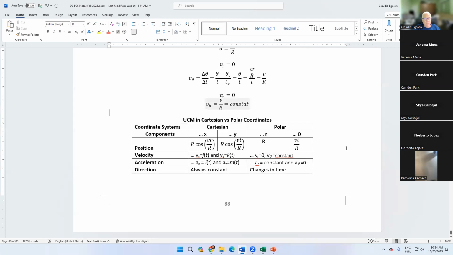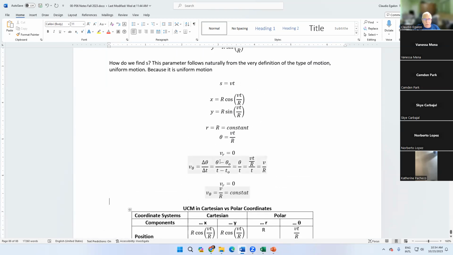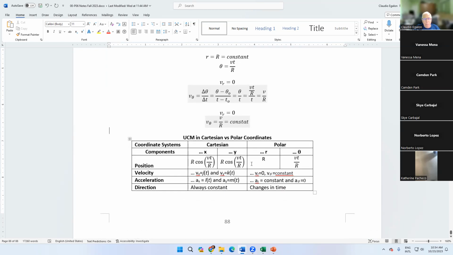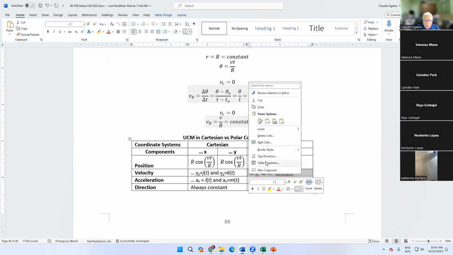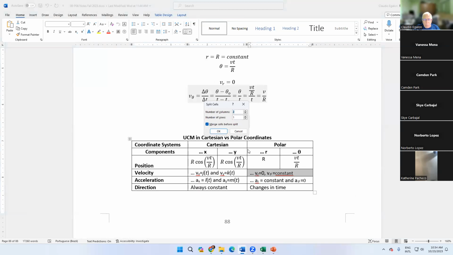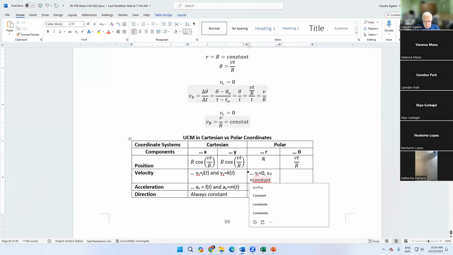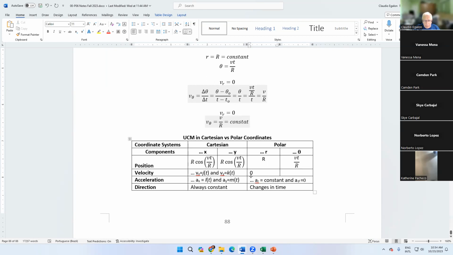The velocity, similar. Let's see, to find the velocity in the X and Y direction, it's a little bit more complicated, but let's at least write down the radial velocity, right? The value of the radial velocity, which is 0, and the value of the angular velocity as being v divided by r.